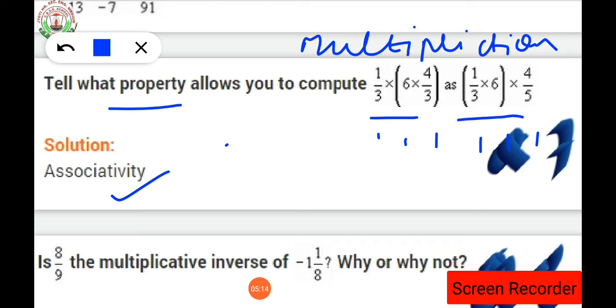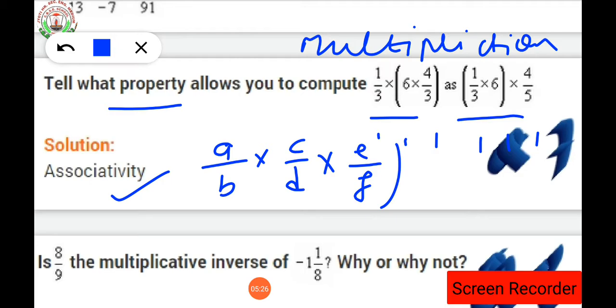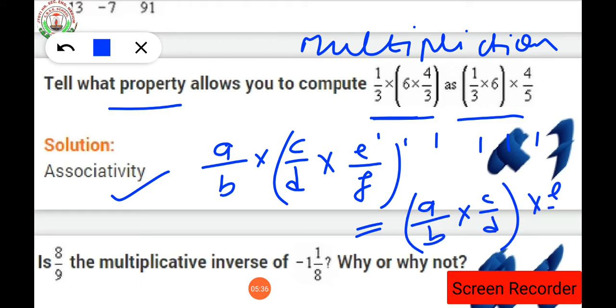Let's see. First we are having a upon b. Since we are talking about three terms, we will take three rational numbers: a upon b into c upon d into e upon f. This is the three terms. So according to this question, we will keep the bracket on the last two terms, which equals a upon b into c upon d into e upon f. This we are having, isn't it?